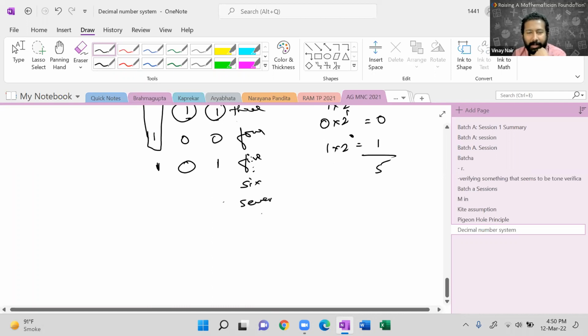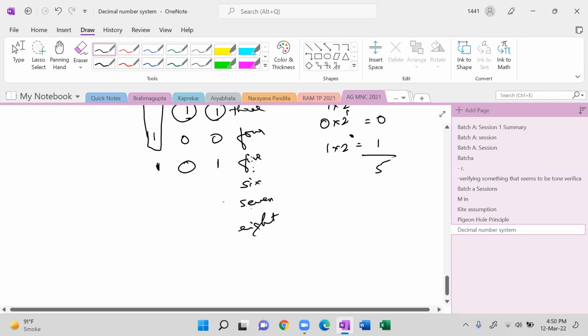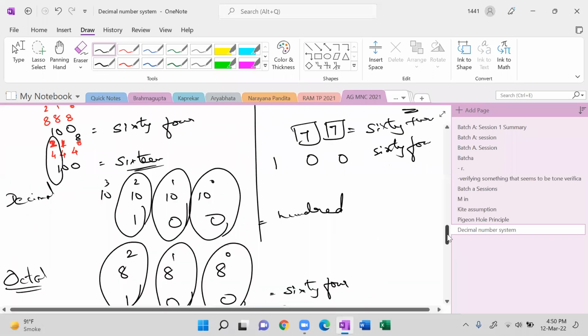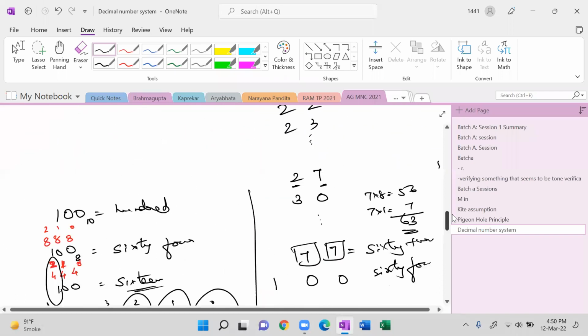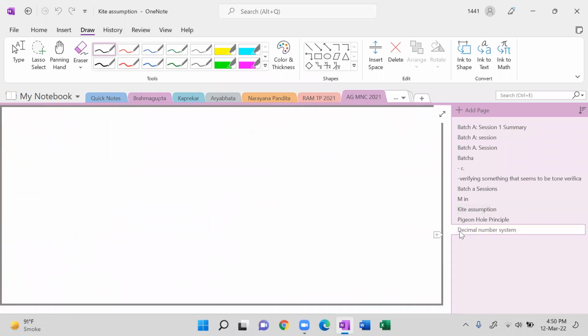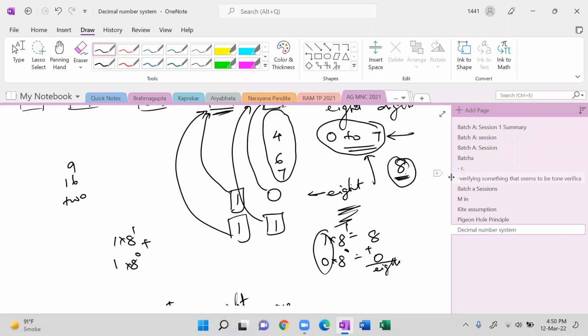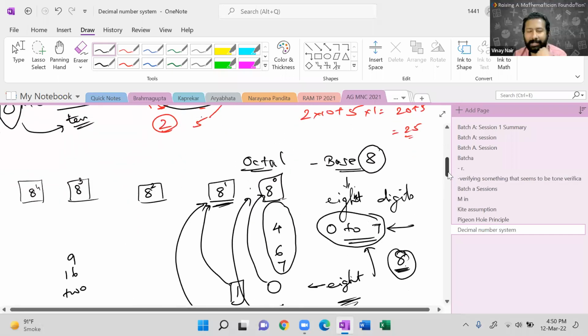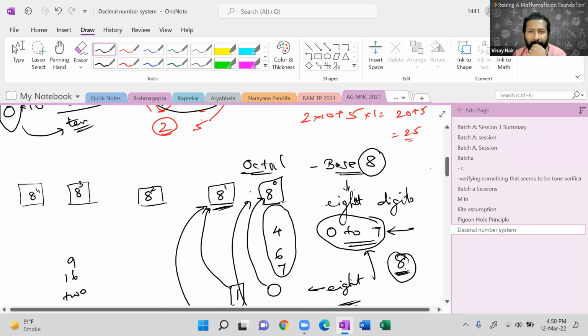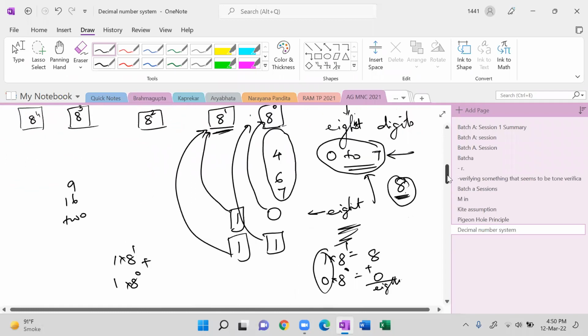Yes, sir. What do you think we should do? I don't think it will make sense in the binary system. So if we go for the octal system like we had, you just keep counting 0, 1, 2, 3, 4, 5, 6, 7, and then when you reach 8, you skip to 10 because you've exhausted that. Not 10 actually, 1, 0.